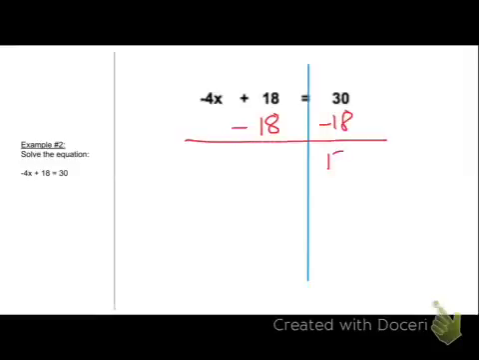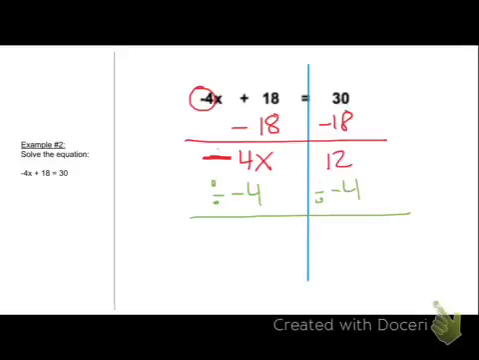30 minus 18 is 12. And over here, here's the big mistake that always happens. That is a minus 4x, so we need to leave it minus 4x. Now when we do the division part, a lot of people will ask, is this right here a minus or a negative? It really doesn't matter how you look at it. You can look at it as subtracting 4x, or you can look at it as x being multiplied by negative 4. I like to look at it as x being multiplied by negative 4, because that means all I have to do is divide by negative 4.